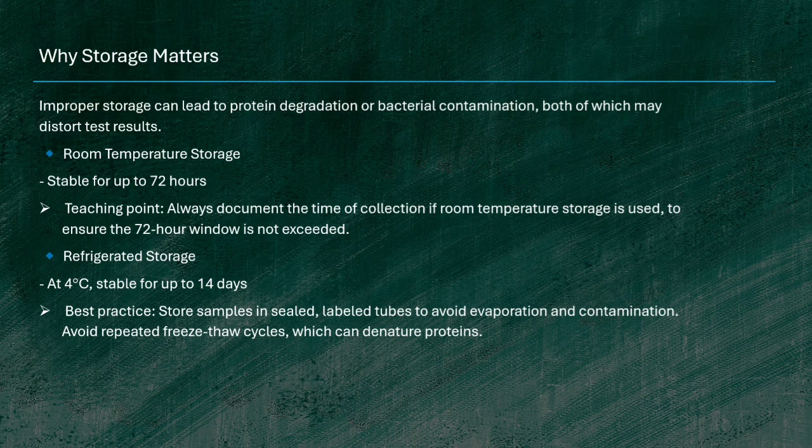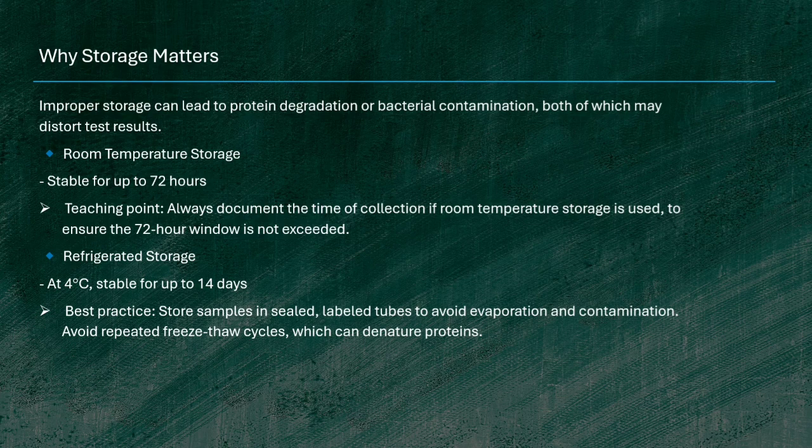This means that if the sample is kept at ambient temperature, typically 20 to 25 degrees Celsius, CRP levels remain reliable and unchanged for up to 3 days. This is useful in outpatient or field settings where refrigeration may not be immediately available. Teaching point: always document the time of collection if room temperature storage is used, to ensure the 72-hour window is not exceeded.